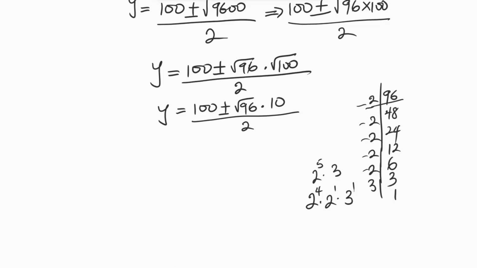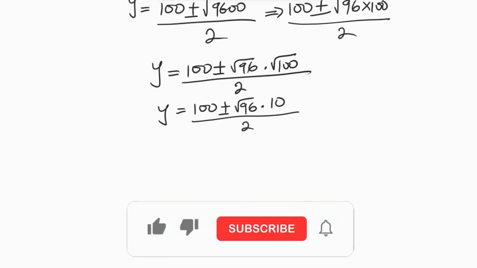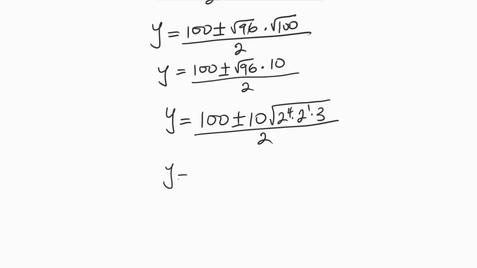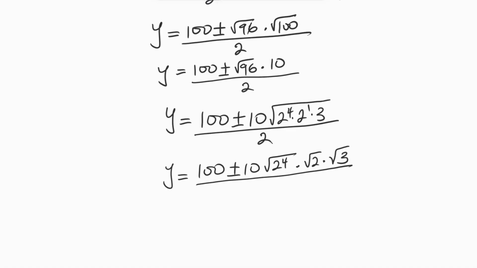So let's wipe all this off. And so we have that y is equal to 100 plus or minus 10 root of 2 raised to the power 4, 2 raised to the power 1, 3 divided by 2. Our y is equal to 100 plus or minus 10 root 2 raised to the power 4, root 2, root 3, all over 2.